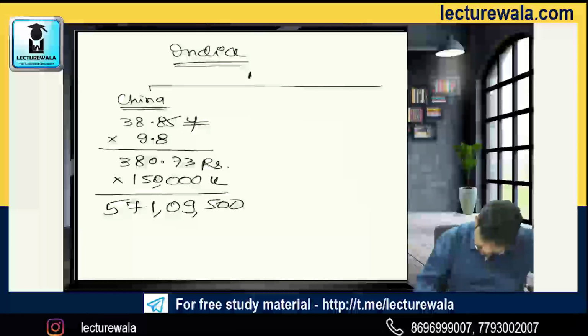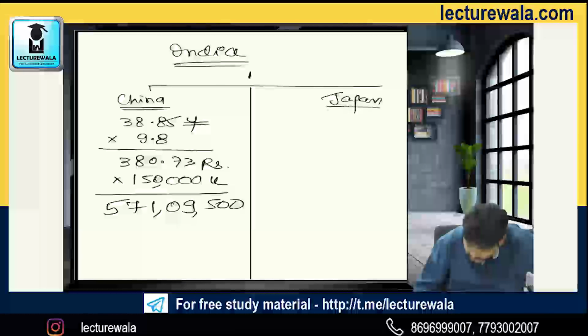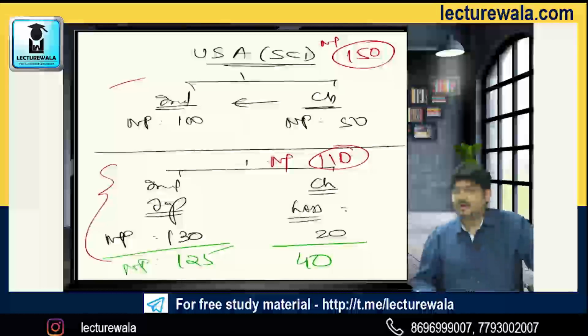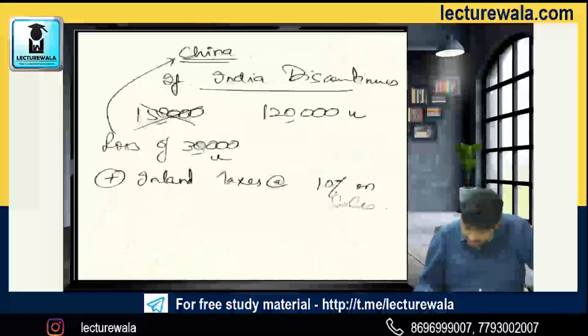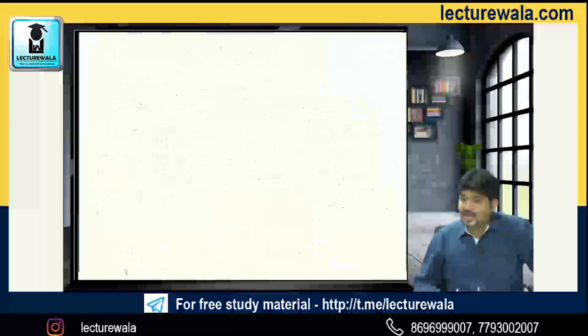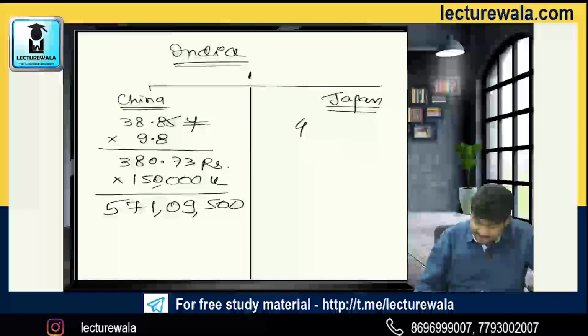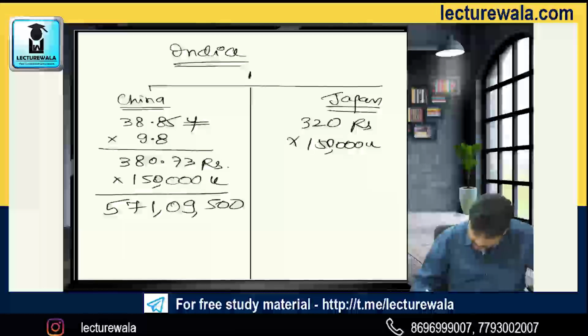Now, if I shift to purchasing from Japan, I have already calculated it, no? How much? Correct, 4 crore 80 lakhs. Yes or no? I have already calculated it, no? Let me do it again. 320 rupees into 1,50,000 units here, yes or no? Which is how much? 4 crore 80 lakhs.